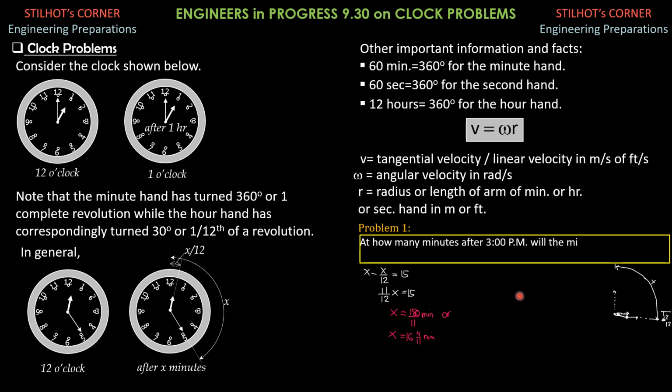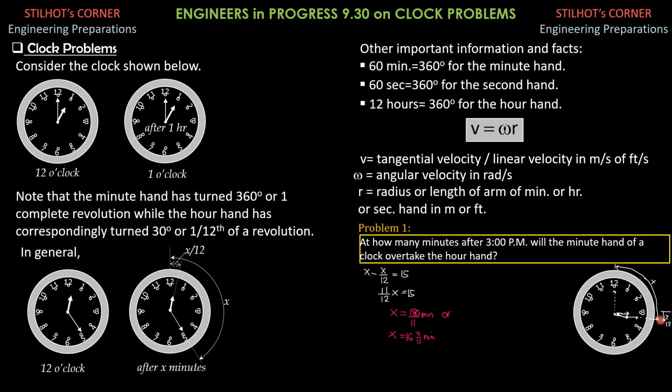At how many minutes after 3 p.m. will the minute hand of a clock overtake the hour hand? So the idea is to draw a clock and the reading is 3 p.m. So that's 3 p.m., where the hour hand is pointing at the 3 mark and the minute hand is pointing at the 12 mark. So by principle, from the initial position, this would be the final positions of the hour hand and the minute hand. They are all together on a straight line, or that's the time when the hour hand is overtaken by the minute hand.